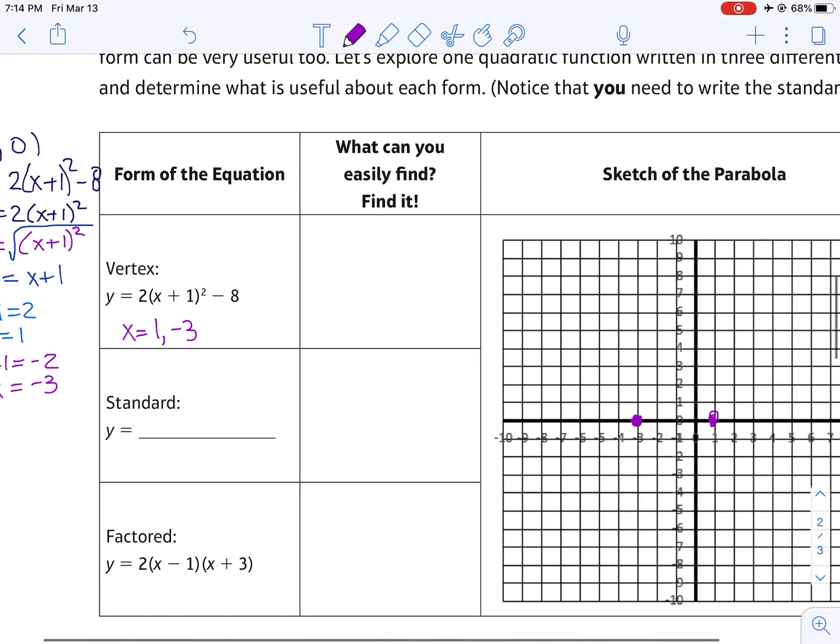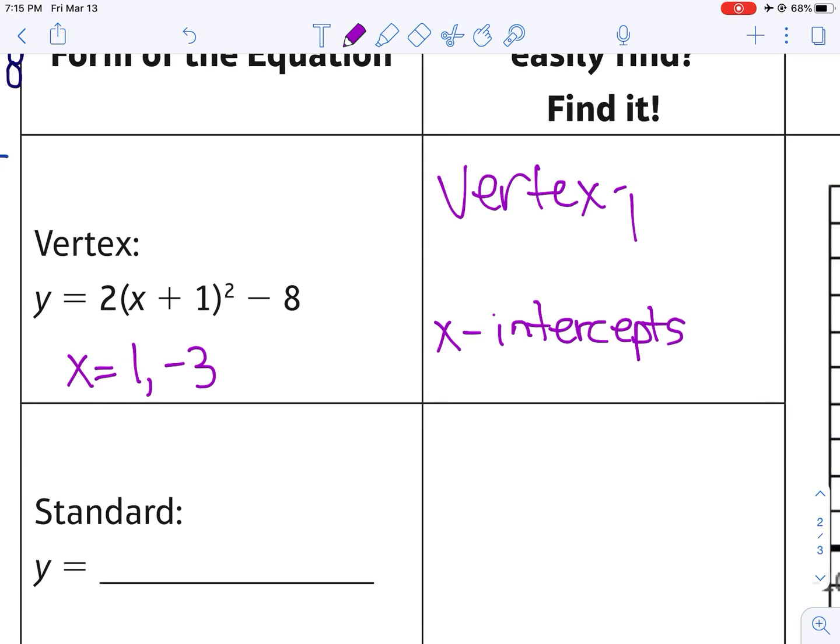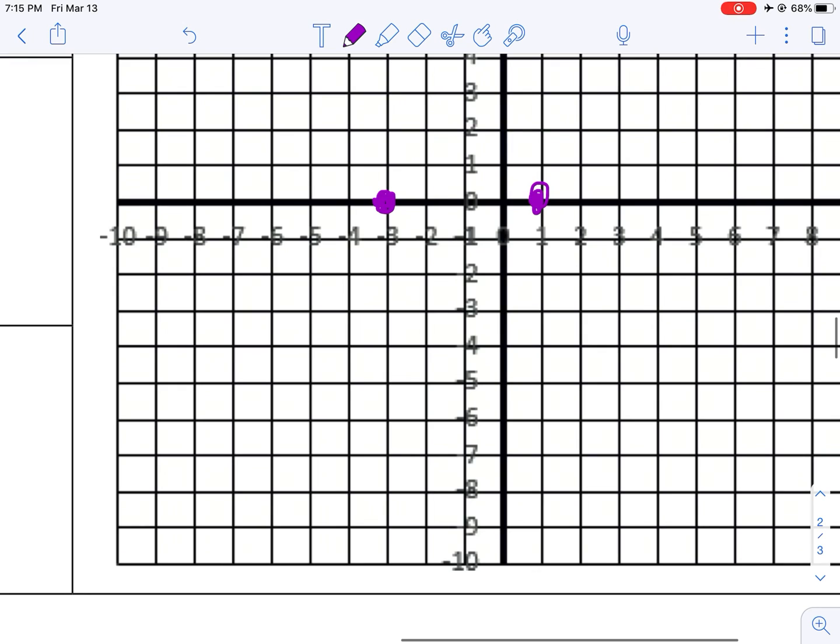Okay, so on here, what's easy to find? Well, we can find the x-intercepts just like I did, but that's not the easy thing to find. I can't even spell today, but that's okay. You'll forgive me. Intercept. There we go. The easiest thing to find on this one is actually the vertex point. This is my h, this is my k. So my vertex point is negative 1, negative 8. So I'm going to come over here and plot negative 1, negative 8. It is right here.